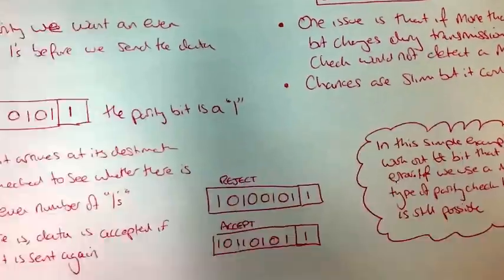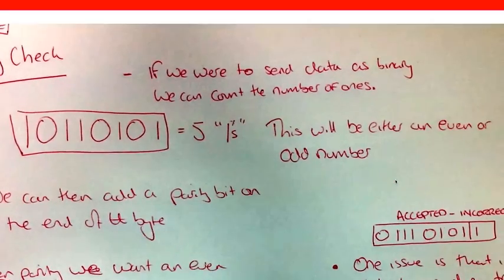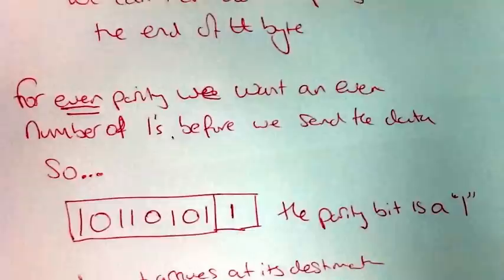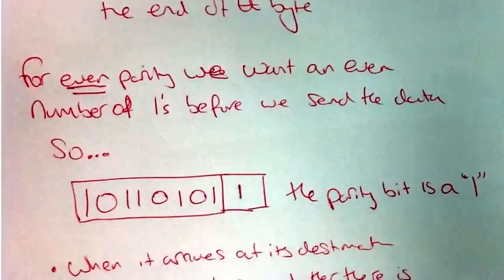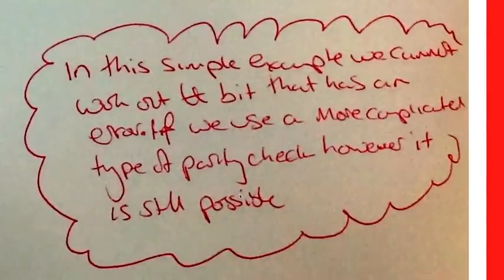So essentially, that's what using a parity check is. You're adding an extra bit to your byte. So if we go back to this one, an extra bit to your byte, then when you send the data, you check that the number of ones in the bits add up to an even number, if we're doing even parity. If there are, the data is accepted. If we don't have an even number of ones, the data is rejected and we'll send it again. So that is a simple explanation of parity.